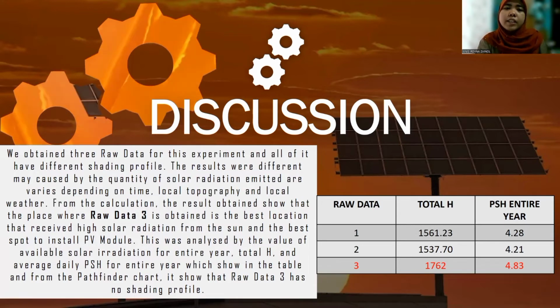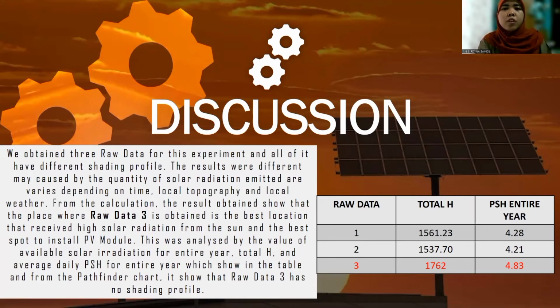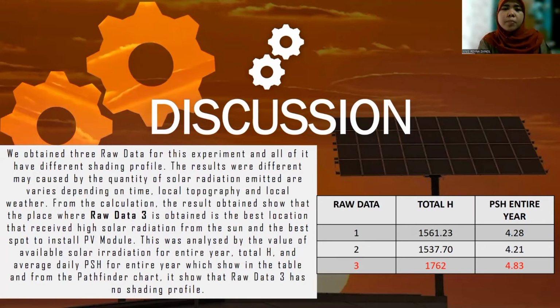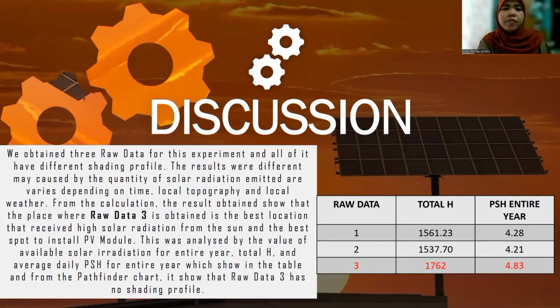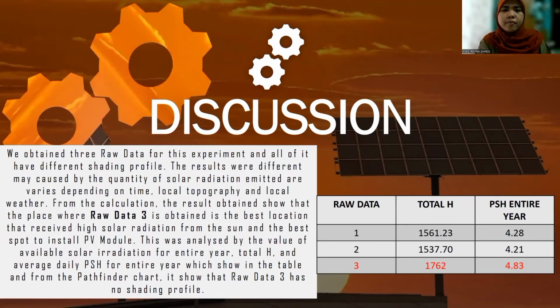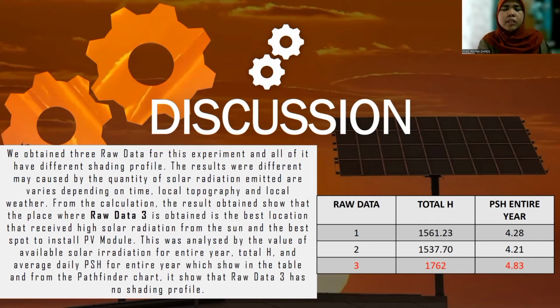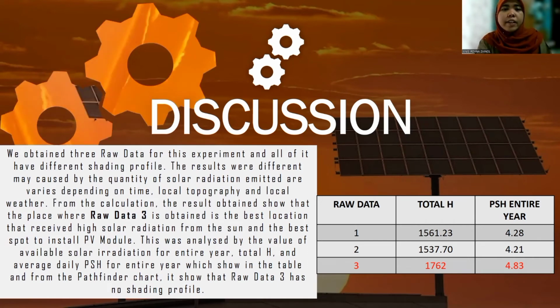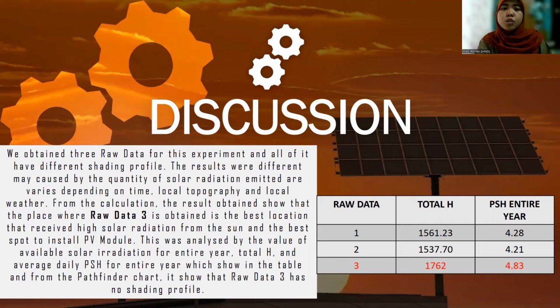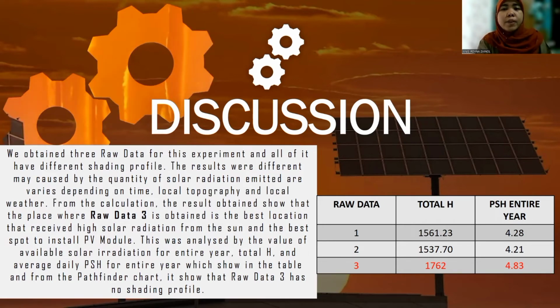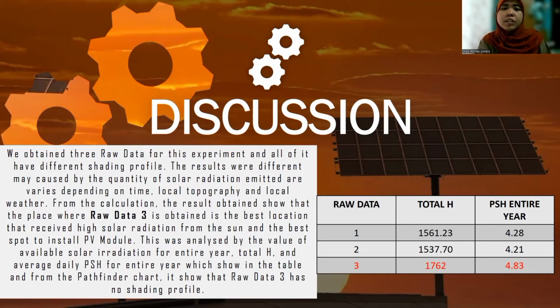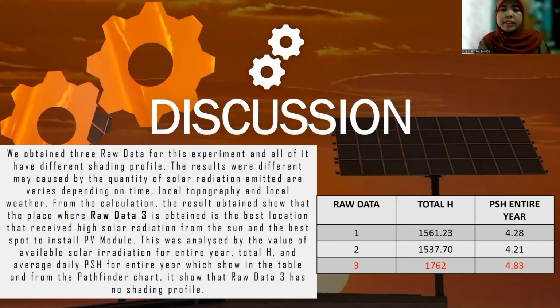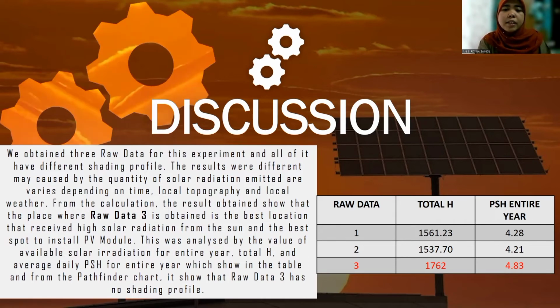From the calculation, it showed that the place where raw data 3 was obtained is the best location, receiving high solar radiation. This was analyzed by the value of available irradiation for the entire year, total H, and average daily PSH for the entire year, which, as you can see, is the comparison of the 3 data in the table.